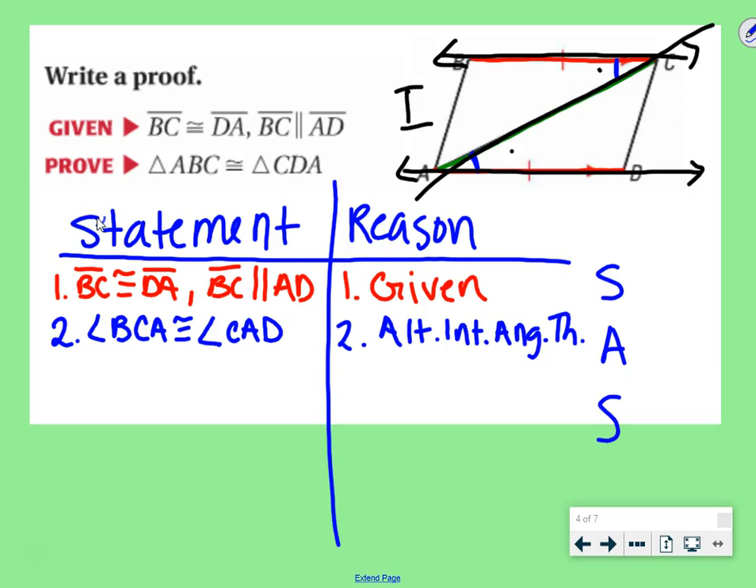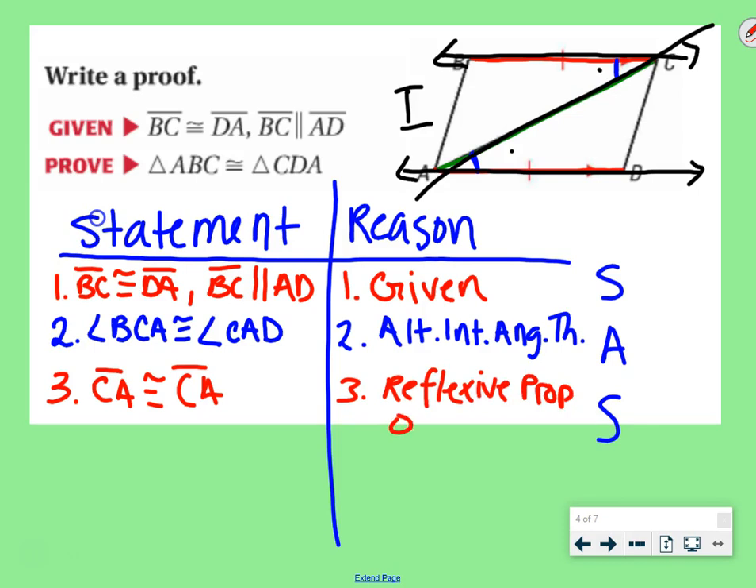So like I said, everything from previous chapters we will continue to use as we move forward, so we want to make sure we're not forgetting things from previous units as we move forward. The third reason will be our other side being congruent to itself, so we would say that CA is congruent to CA, and that is by the reflexive property of congruent segments.